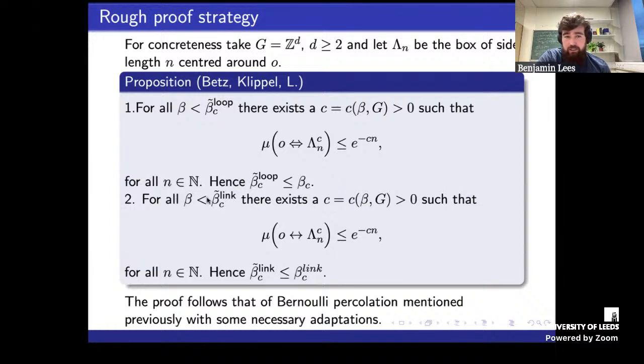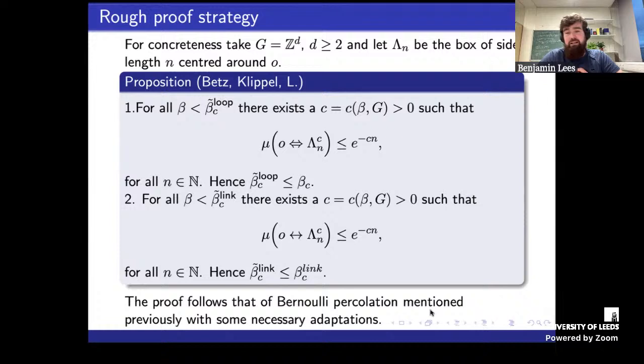Below the beta tilde link, we have exponential decay of the clusters for links connecting in the side length of the box. In particular, this shows that beta tilde link is no bigger than beta link. The proof follows along roughly the same lines as the proof for the Bernoulli case.